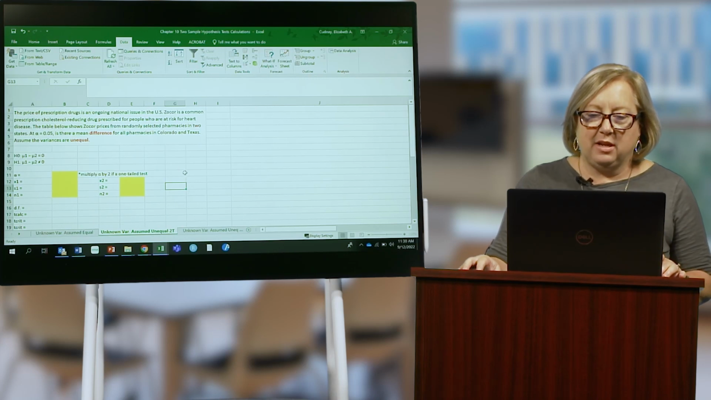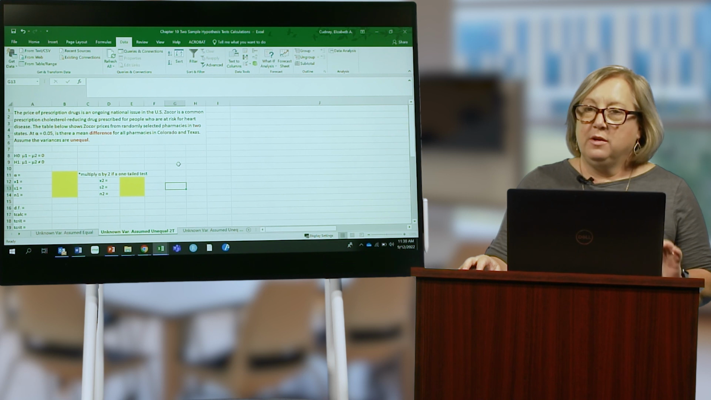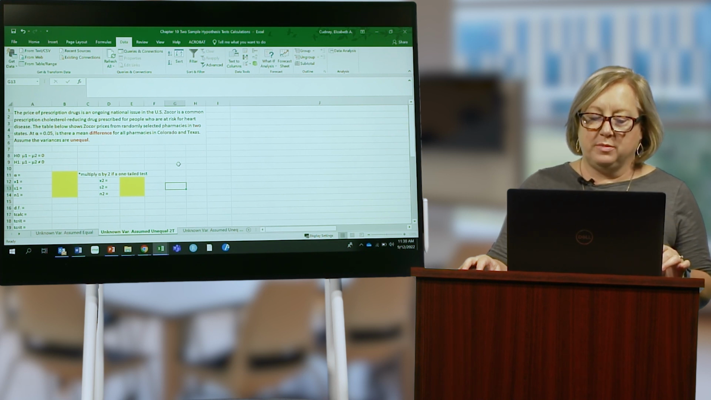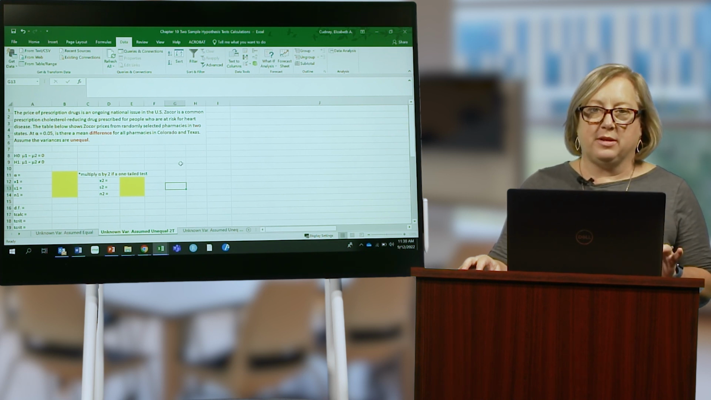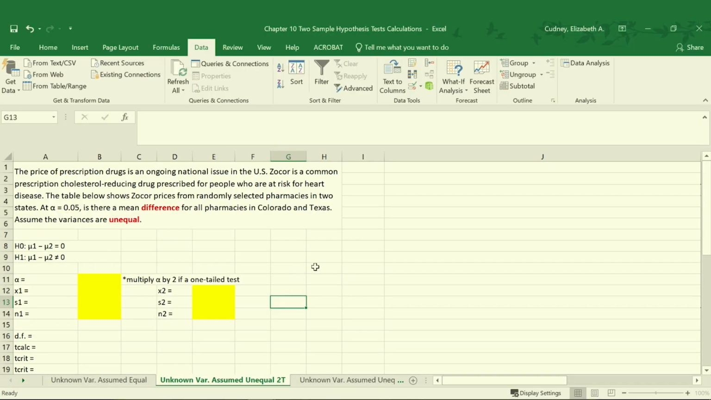In this video, let's take a look at how to calculate a two-sample hypothesis test for unknown variance that's assumed unequal and a two-tailed test. In this example, we're looking at the price of prescription drugs, since that's an ongoing national issue. So we're looking at a product called Zocor, a common prescription cholesterol-reducing drug that's prescribed for people who are at risk for heart disease.